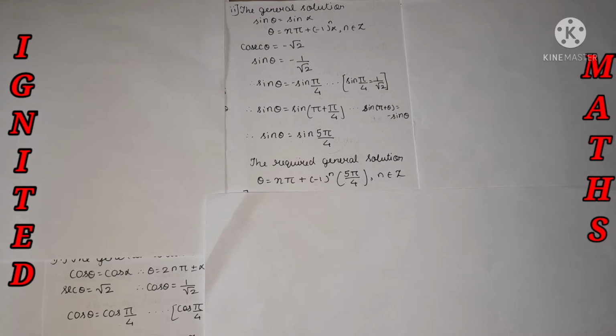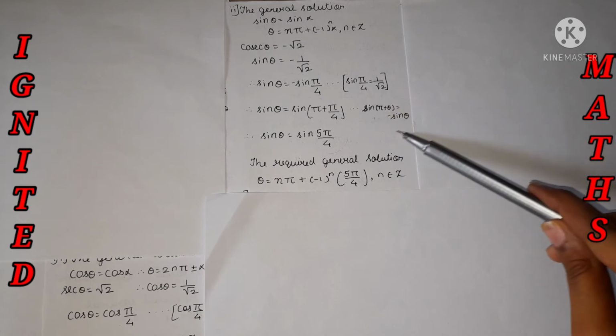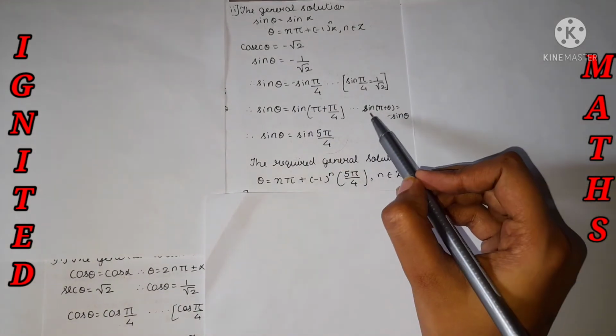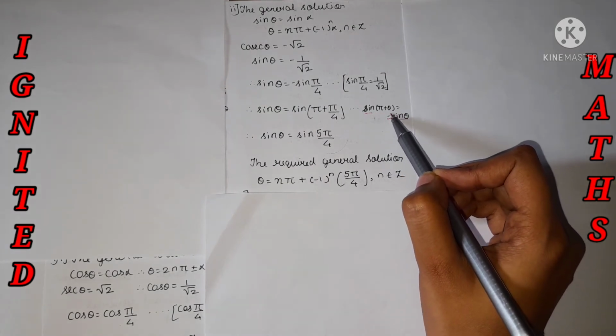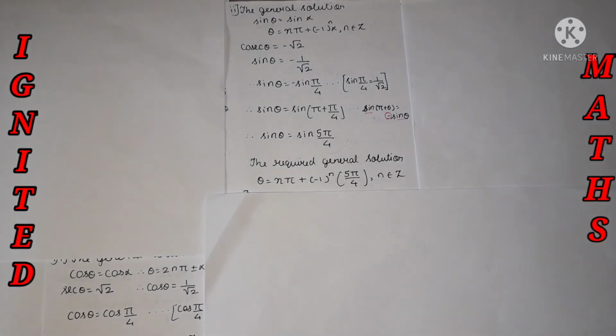Over here, we have done the conversion of sine of pi plus theta is equal to minus sine theta. We need to use the trigonometry function as sine, according to the question, and we need to get the answer in minus form. For that purpose, we have done sine of pi plus theta.